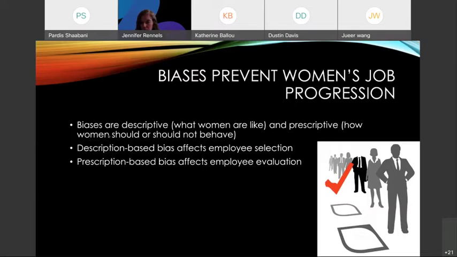There are a lot of ways that these biases can prevent women's progression. So biases are descriptive, what women are like, and prescriptive, how women should or should not behave. And so the communal traits, for which women are so positively valued, are an essential part of their shoulds, right? They should be warm, they should be friendly. And the agentic traits valued in men are should nots for women. So, being masculine and powerful.